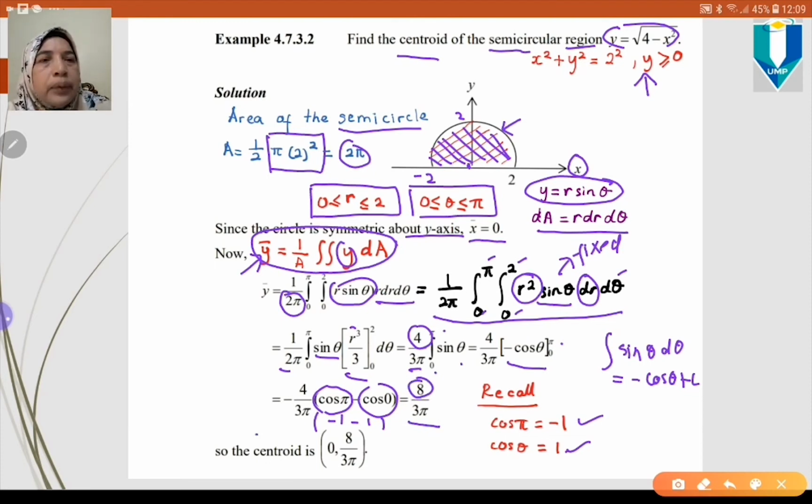So the answer for the centroid is x bar, which is 0, and y bar is 8 over 3 pi. So I hope you understand this example. If you need to change to polar, make sure you change the dA to r dr d theta. And if you have y, you change it to r sine theta. If you have x, you change it to r cos theta.